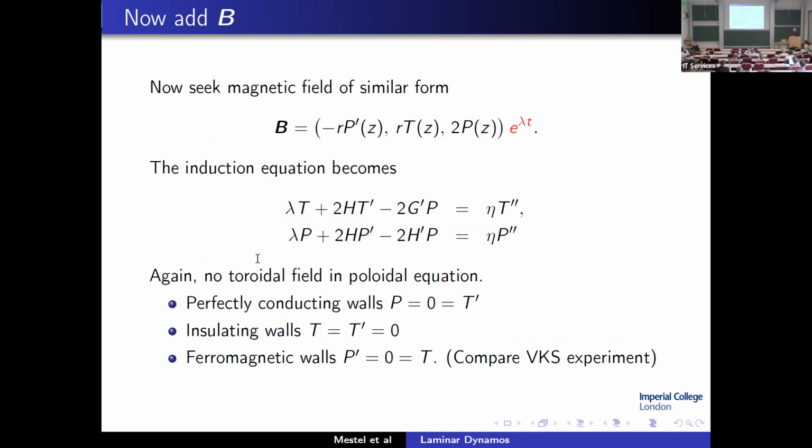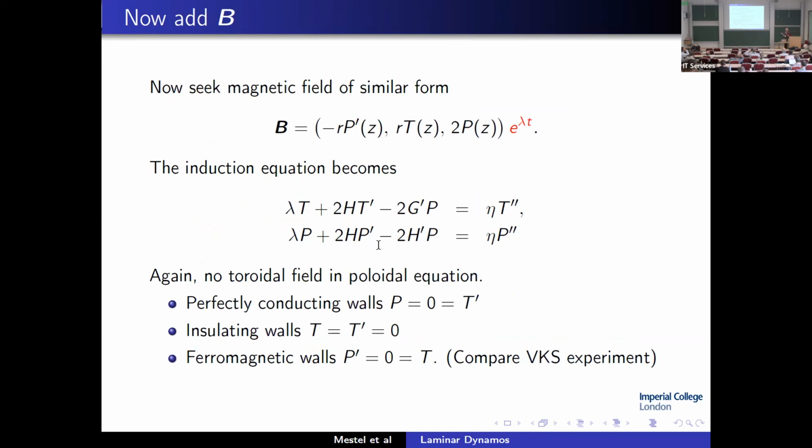We now seek a magnetic field, same structure again. We get two simple equations. Once again, the poloidal equation, P for poloidal, has no T in it. We've got no linkage between the two. Once again, it's a second order ODE with an eigenvalue and a velocity, which we find from whichever branch of the Navier-Stokes solution we're looking at.